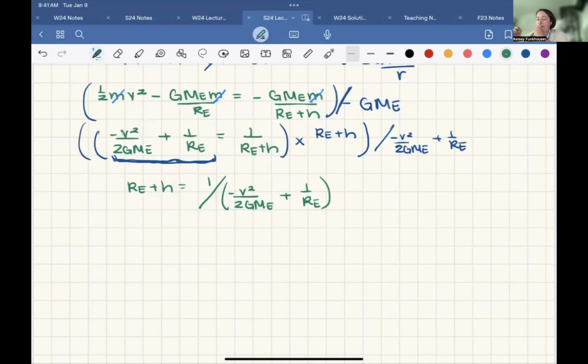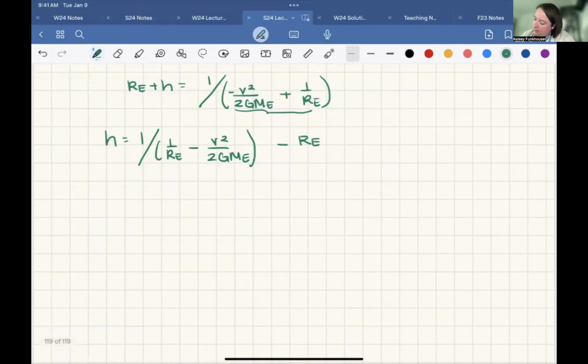And then we've almost solved for the height. We just need to subtract the radius of the Earth on both sides, so we end up with this. And just real quick, I'm going to swap these terms around, because I like to tuck the negative into the equation, since it's easier to forget it the other way around. So 1 over the radius of the Earth minus v squared over 2G mass of the Earth, and this whole thing minus the radius of the Earth. Okay, that is our equation. Now we can just plug stuff in.